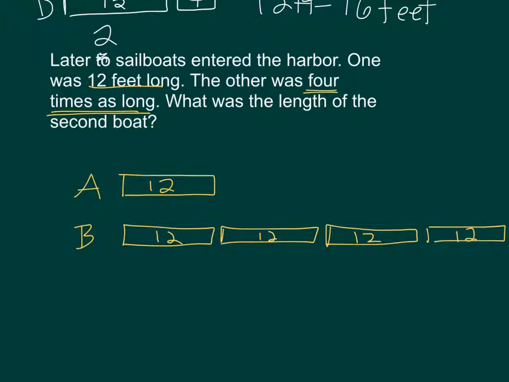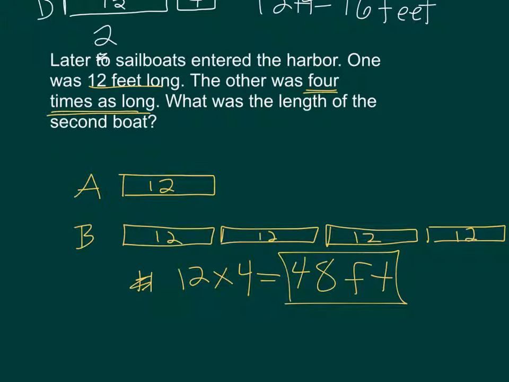Yes, it matched exactly. Now I need to write an equation to solve this. So I would write 12, oh, that's not a 12, it's an 11. Let's try it again. 12 times 4 equals, and then I solve. 12 times 4 is 48, and my label was feet.